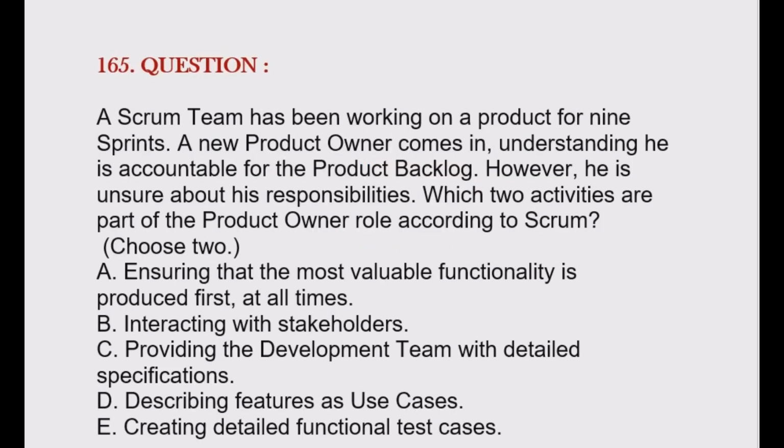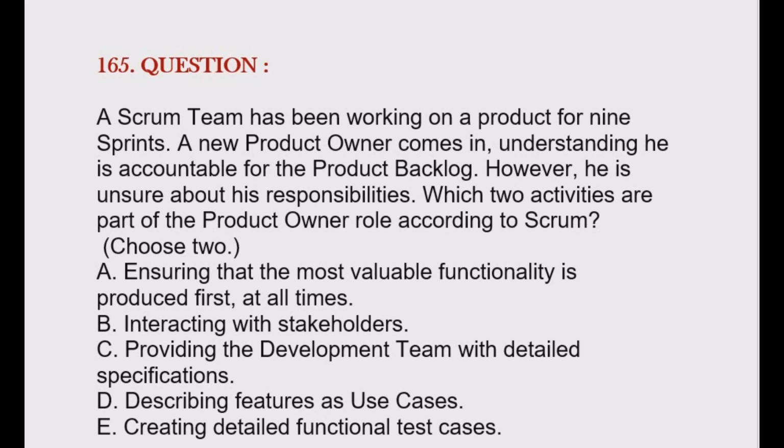Question is, a Scrum team has been working on a product for 9 sprints. A new product owner comes in understanding he is accountable for the product backlog. However, he is unsure about his responsibilities. Which 2 activities are part of the product owner role according to Scrum?